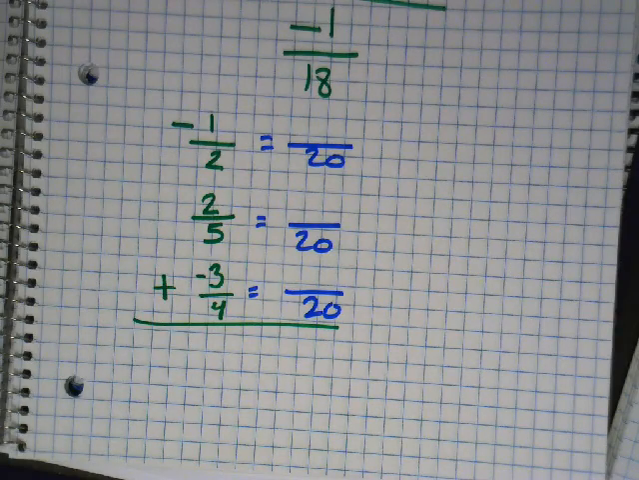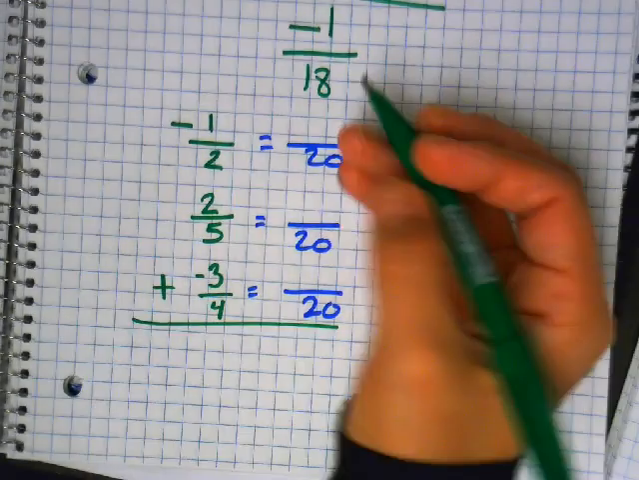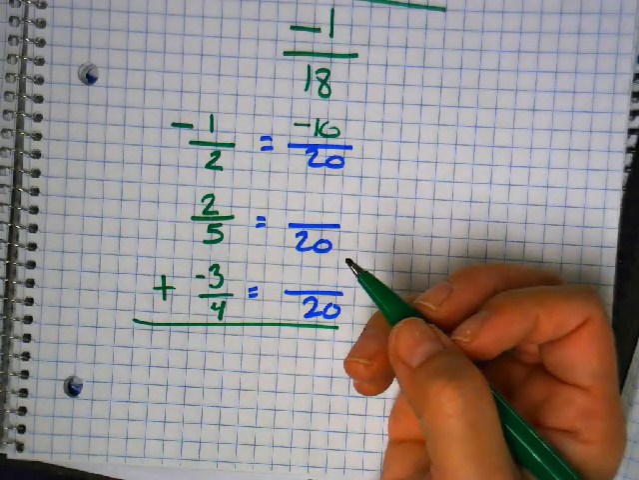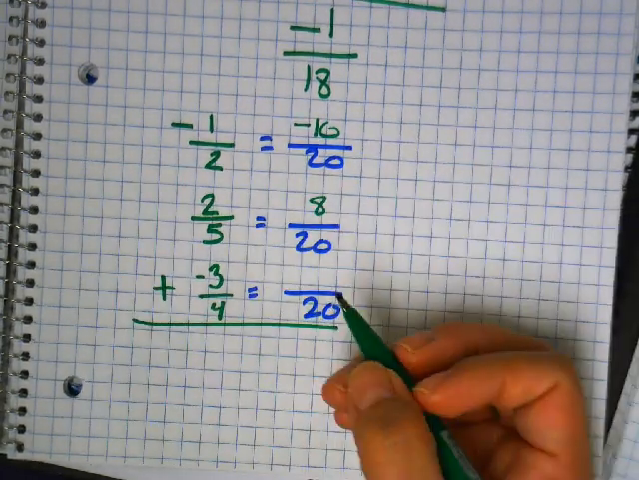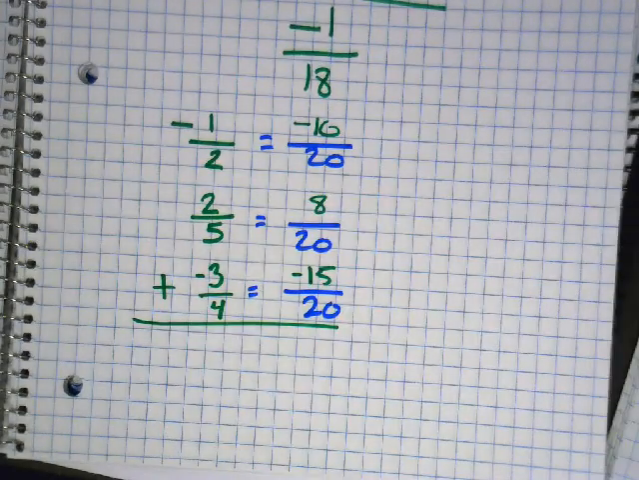Okay, I got it. This is fun. Who wants to give me the first fraction? Oh, that's easy. -10 over 20. What is 2/5 turned into? 8 over 20. And then -3/4? -15 over 20. All right.